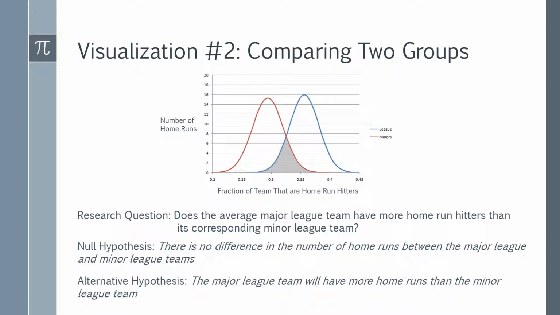So in this case, I would say we could reject the null hypothesis because there is a difference in home run hitters on average between the two teams.